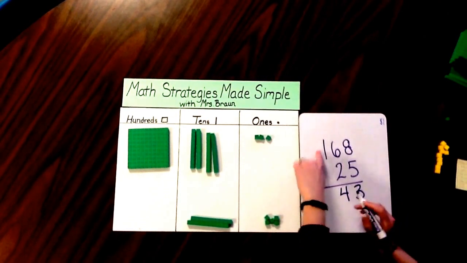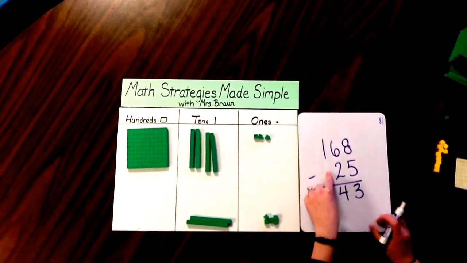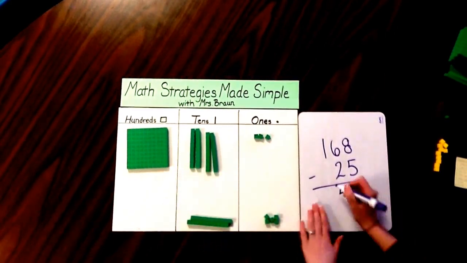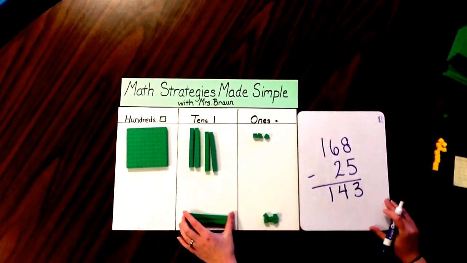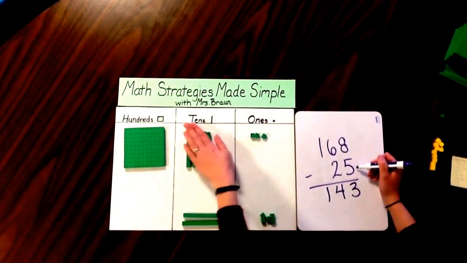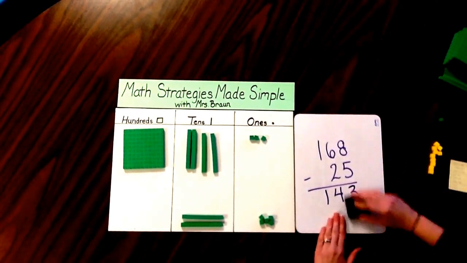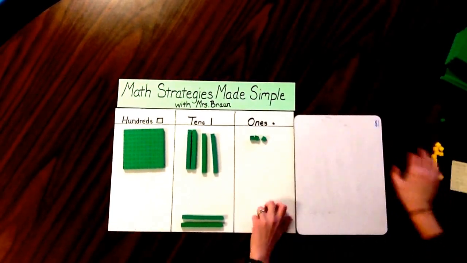In the hundreds place, I have 100, and I'm going to take away nothing. I don't have anything in the hundreds place to take away, so I'm going to leave that there. Down here you can see that I have 25, which represents the second number, but here's my answer up here, 143.